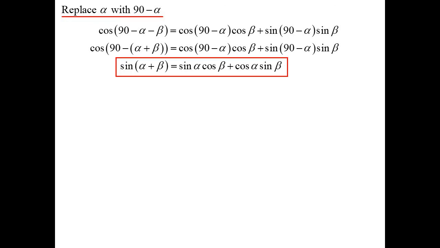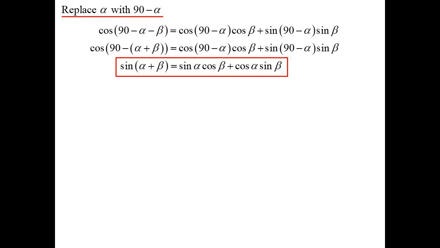Now I'm going to replace the alpha with 90 minus alpha. So back to our first one, and I get cos of 90 minus alpha minus beta, cos 90 minus alpha cos beta, sine 90 minus alpha sine beta. Well, 90 minus alpha plus beta, let's play with complementary ratios. We get sine of alpha plus beta is sine alpha cos beta, cos alpha sine beta. Let's see what happens when it's negative beta.